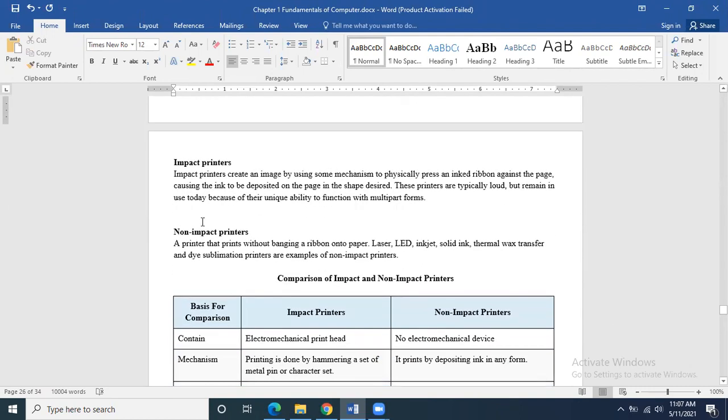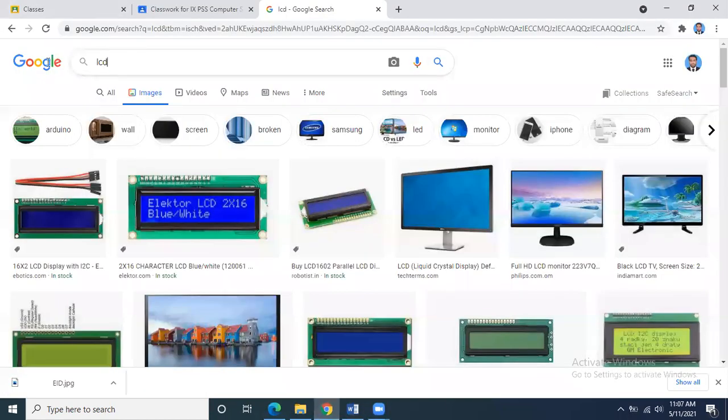Now, what are the different types of printers which are available today?